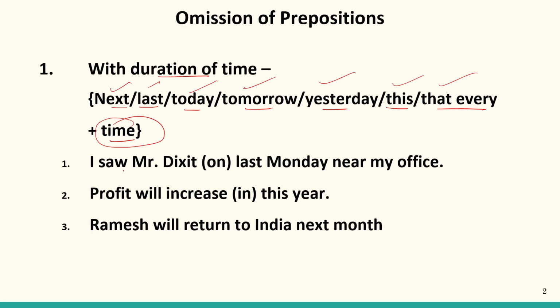For example, I saw Mr. Dikshit on last Monday near my office. Now, if I say last Monday, that particularly states the day I am talking about. Therefore, we need not write the preposition on over here. So the correct sentence will be, I saw Mr. Dikshit last Monday near my office. The next sentence, profit will increase this year. We need not write any preposition like in over here. So the correct sentence will be, profit will increase this year.